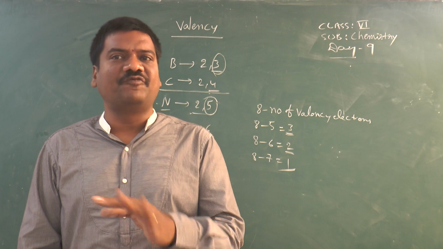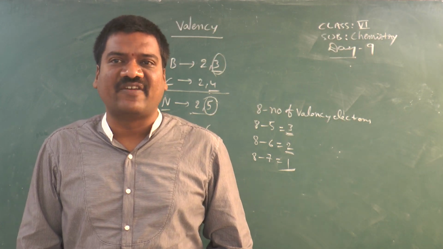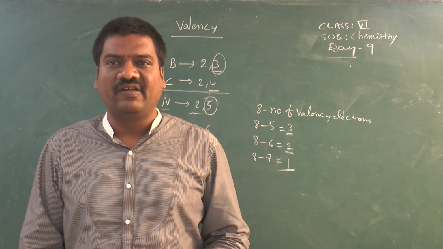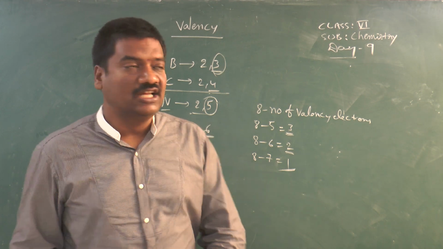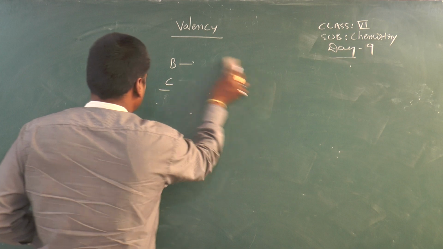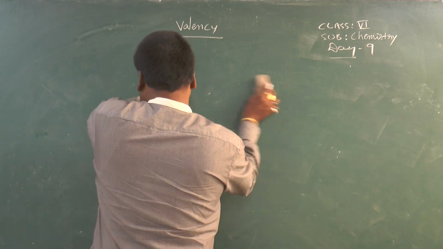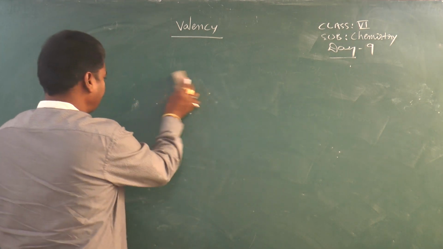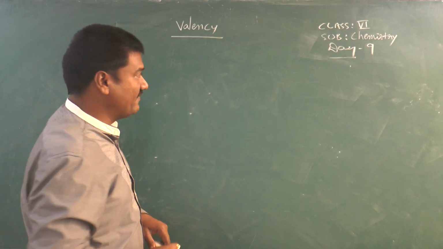If it is greater than 4, then 8 minus the number of valency electrons gives the valency of the specific element. Now, for example, suppose the question is asked like this: which of the following elements has valency 2?